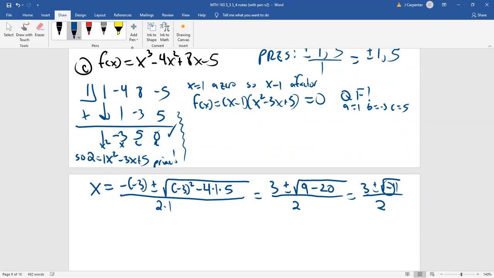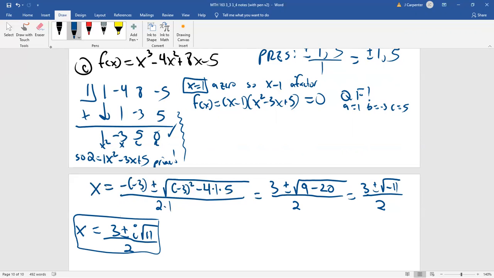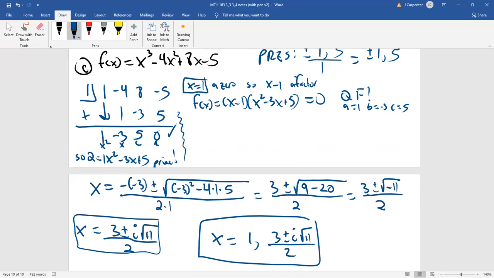The square root of a negative means you have to pull out an i. That's 3 plus or minus i square root of 11 over 2. That's as far as you can take it, so that's your other two zeros. x equals 1 was the first one. So there's the separated answers, but if you want to put them all together, that means you get x equals 1 comma, and then 3 plus or minus i square root of 11 over 2. In my math lab, once again, you'd have to go 3 plus i square root of 11 over 2 comma 3 minus i square root of 11 over 2. Unless they've changed something in the code.